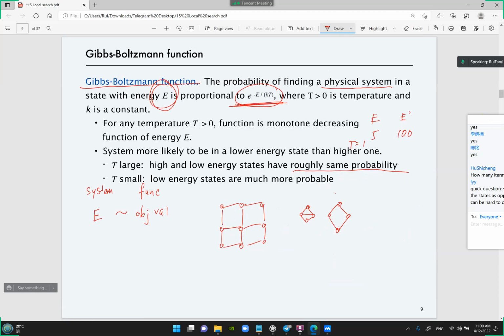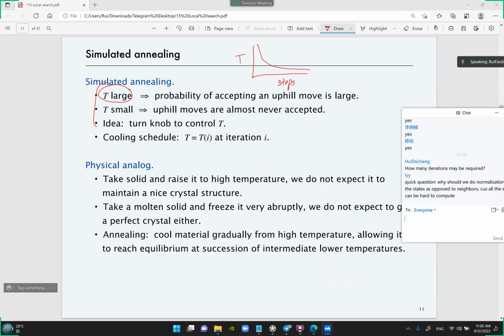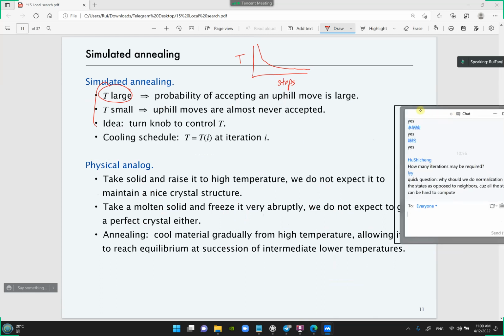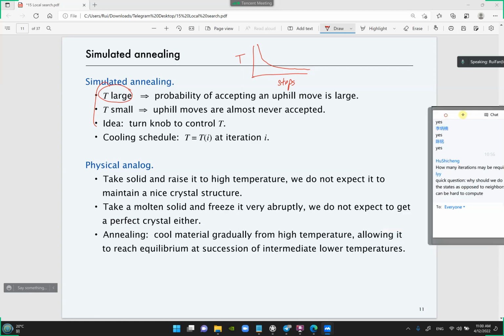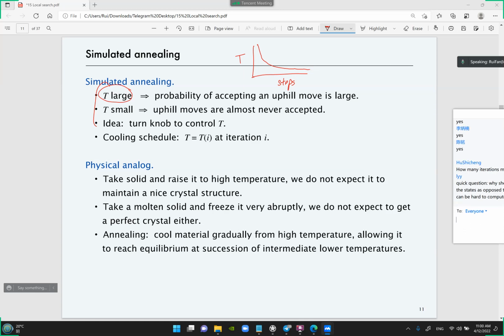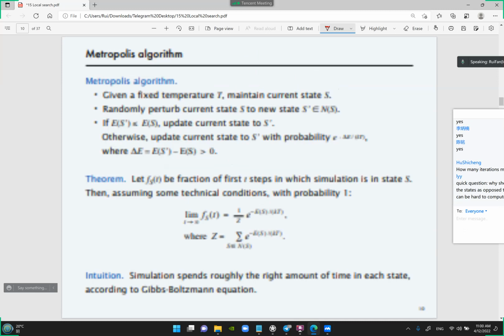Okay, all right, I just noticed that there's a question over here. So let me read this question. How many iterations may be required? Quick question, how do we do normalization on the states as opposed to neighbors? Right. Yeah. I'm sorry. Oops, where is it? Over here.